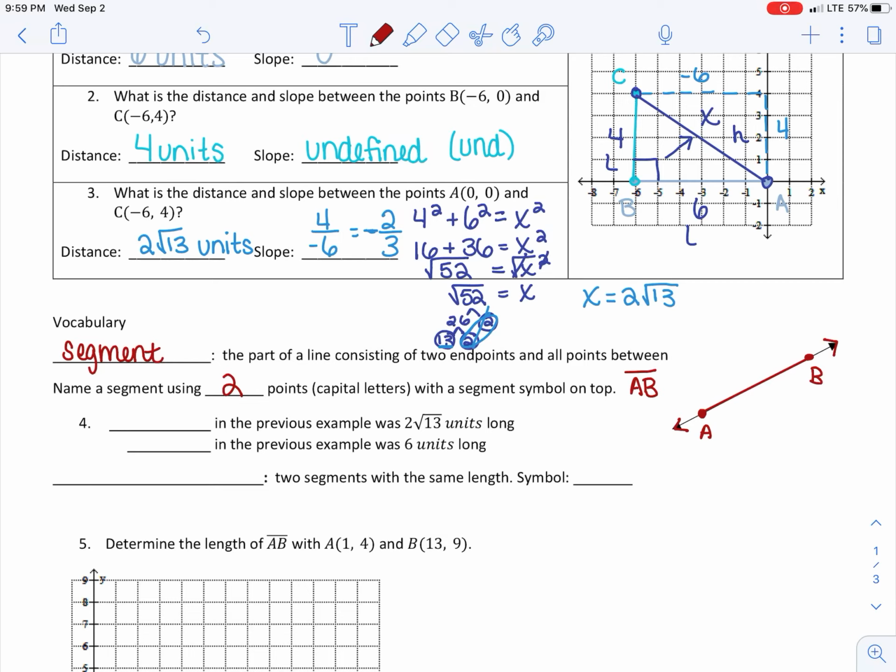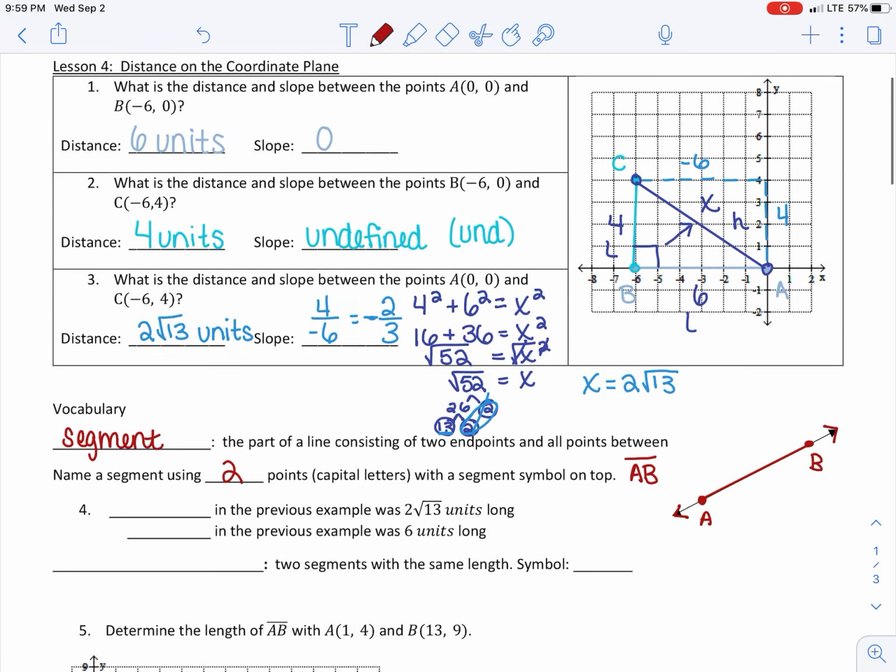So, number 4 kind of goes back to the very first 3 examples here. It says blank in the previous example was 2 root 13 units long. So if you look, the distance that was 2 root 13 is this distance here. And that was the distance between point A and point C. So we can say line segment AC, and we would label it just like that. So segment AC is 2 root 13 units long.